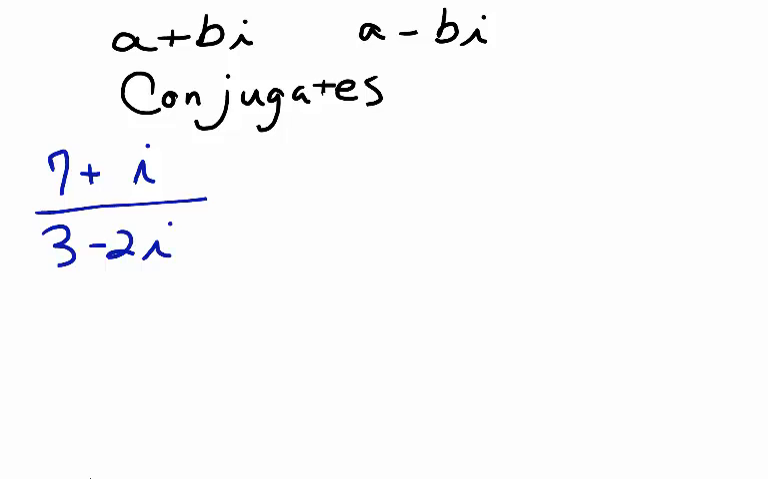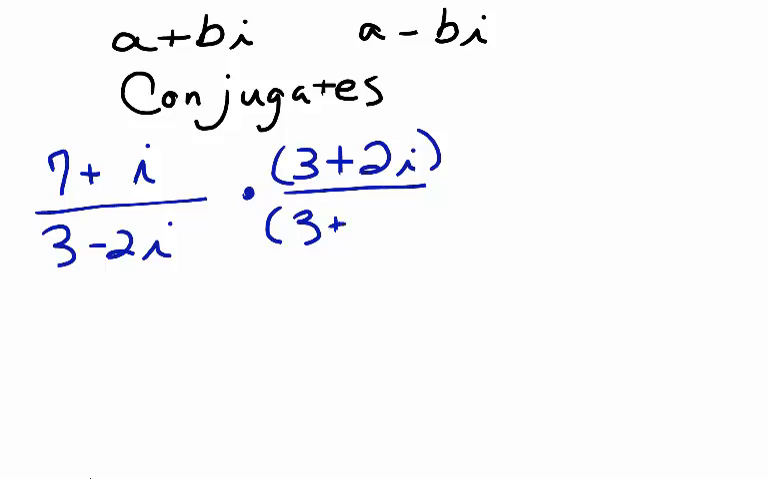Well, our goal is always to rewrite our complex numbers in the a plus bi format. We don't want to have a complex number in the denominator of a fraction. So what we can do is multiply the numerator and denominator of this expression by the conjugate of the denominator. So we'll multiply both by 3 plus 2i. And then we can distribute using the FOIL method.